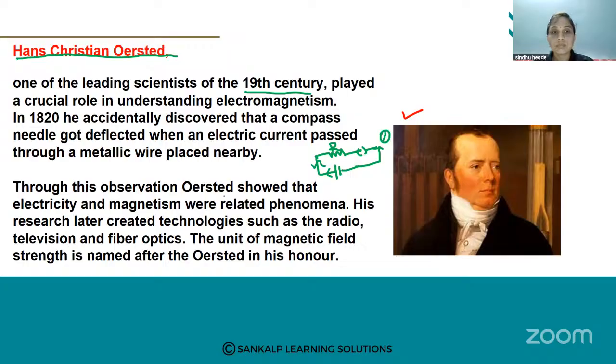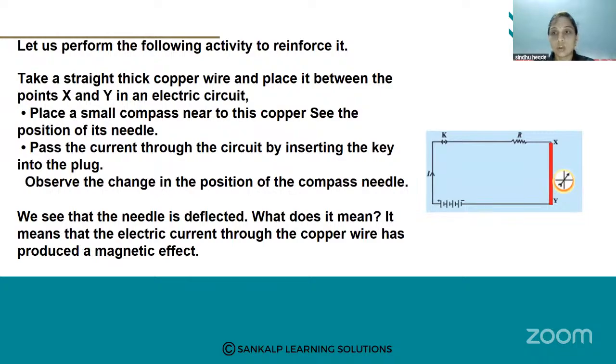Next, using this experiment, more components work, that is radio, television and fiber optics are created by using this technology. Okay, see, this Hans Oersted found out the magnetic effect of electric current. See, let us see how he invented this.